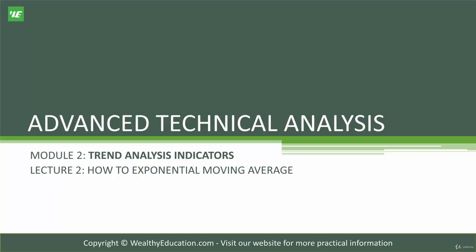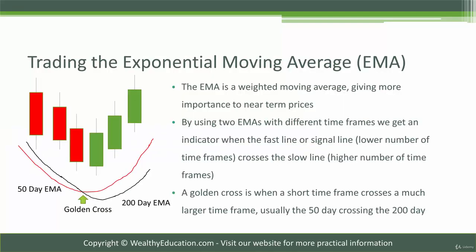Today we're going to be talking about the exponential moving average, which is a trend indicator. So the EMA is a weighted moving average, which gives more importance to near-term prices. A simple moving average is simply taking the sum of several time frames, adding them together, and then dividing by the number of time frames. With the exponential moving average, we give more weight to the near-term prices.